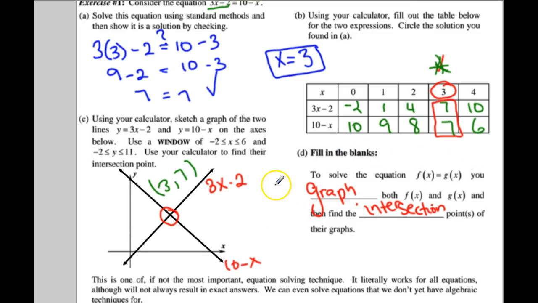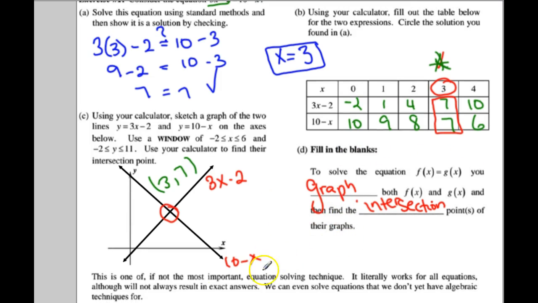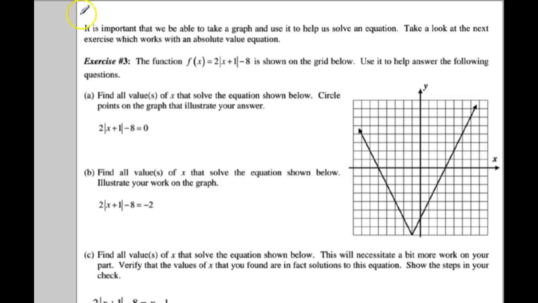Okay? Now, this is one of, if not the most important equation solving techniques. It is very simple. All you've got to do is plug this in the calculator and then find the intersection, and boom, there you go. So let's look at another example.